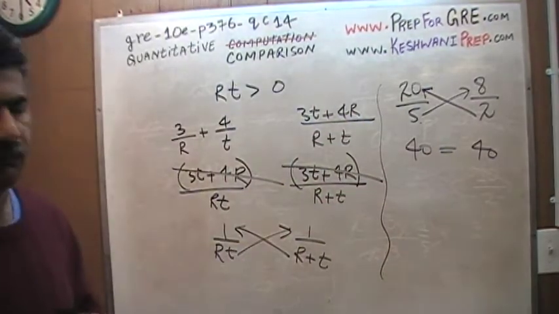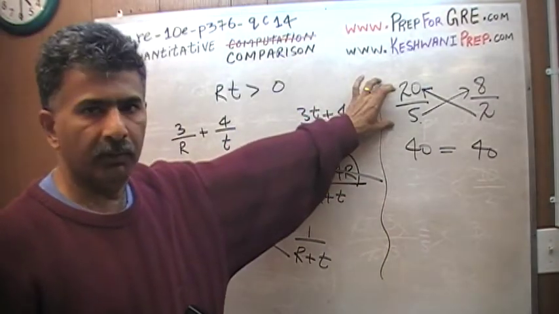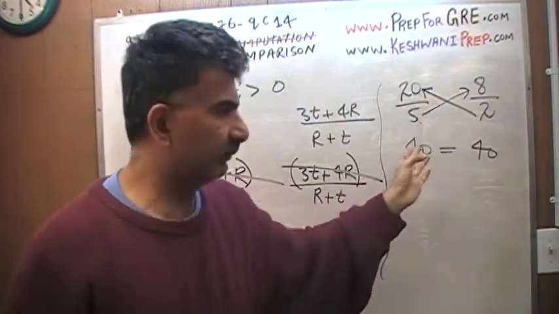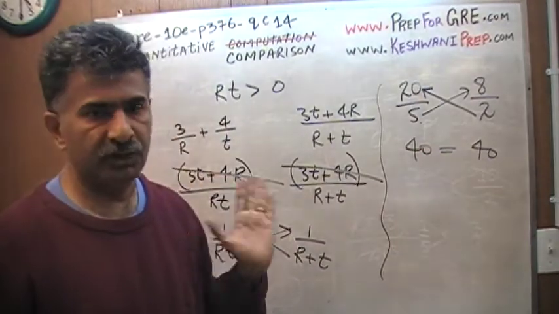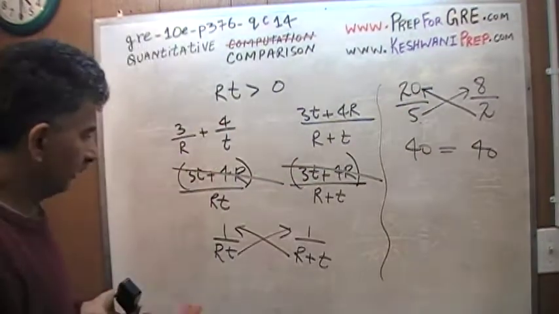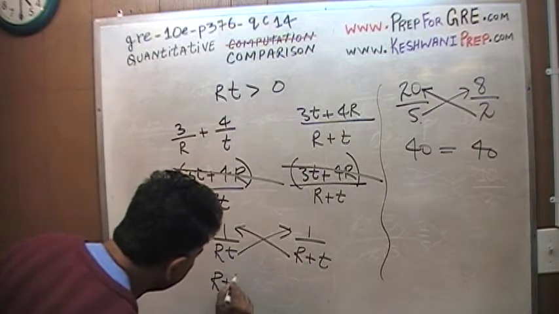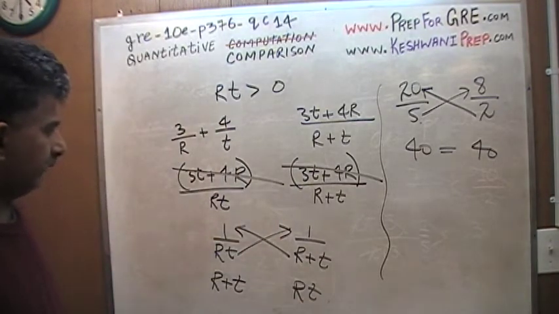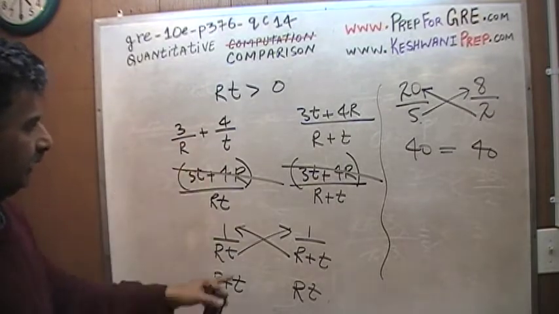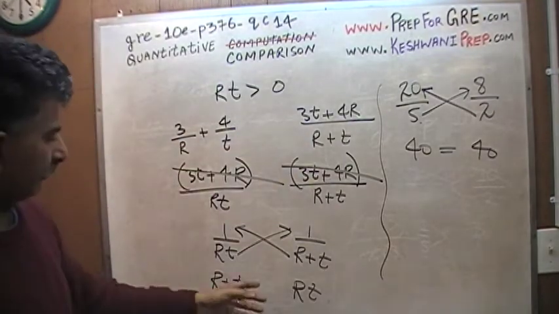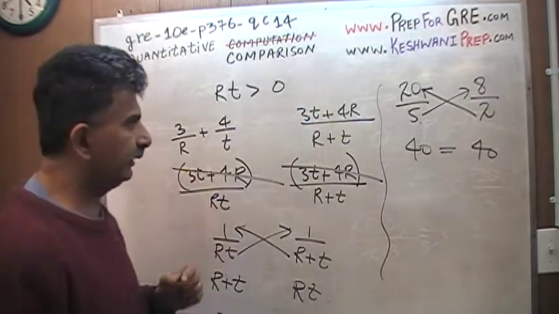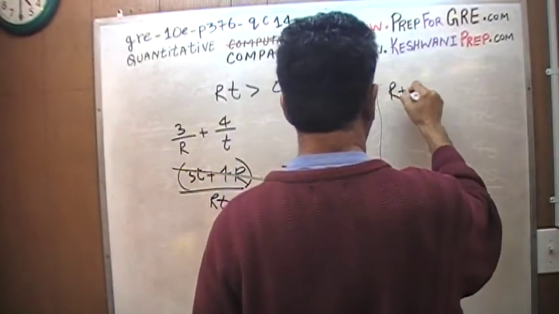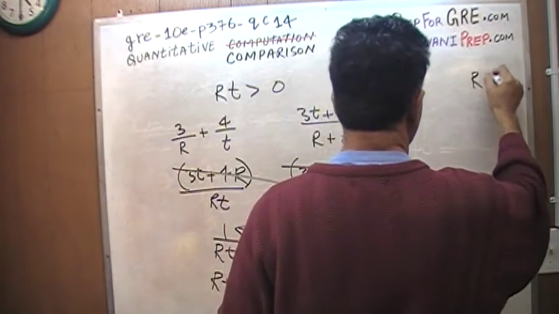You can do that. If you have a fraction in one column and if you have a fraction in the other column, it's okay to cross multiply like this. Just as I said, it's not going to change the answer, as I just showed you here. So that's what I'm going to do here. So we end up with R plus T versus R times T. Alright? So again, keep in mind, this is our column A and this is our column B. I'm going to pick this up over here. R plus T versus R times T.